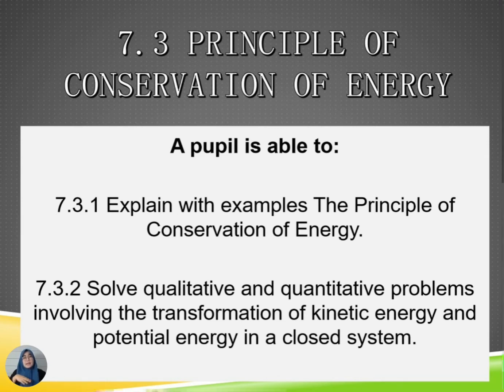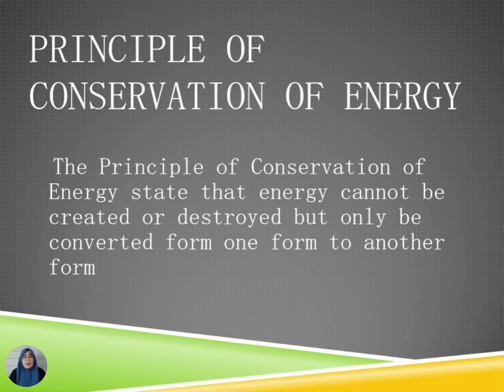At the end of this lesson, a pupil is able to explain examples of the principle of conservation of energy. Number 2, solve qualitative and quantitative problems involving the transformation of kinetic energy and potential energy in a closed system. What is a closed system? Later, teacher will explain it to you.